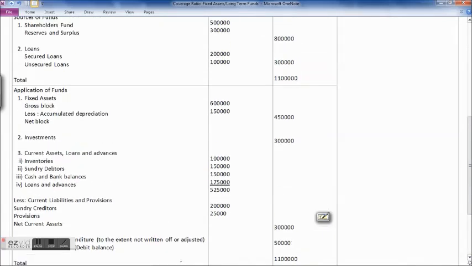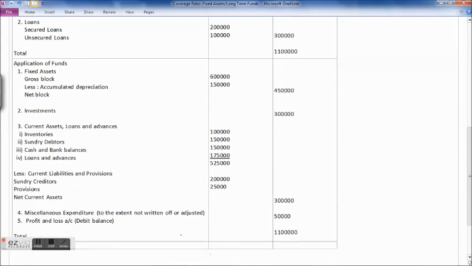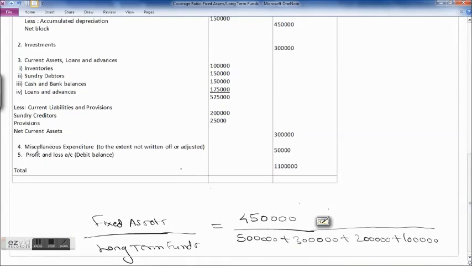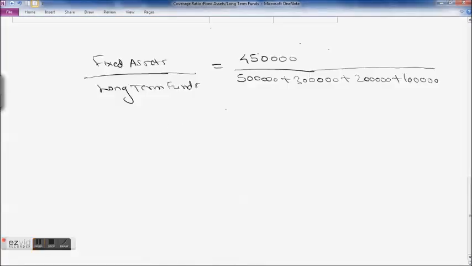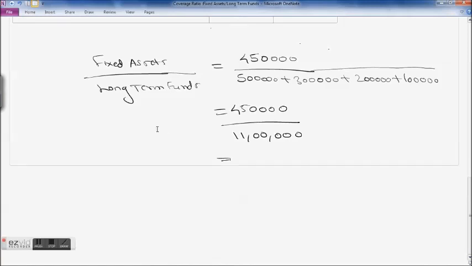So 5 lakh plus 3 lakh plus 2 lakh plus 1 lakh comes to 11 lakh. So it is 4,50,000 divided by 11 lakh. How much does it come to? 0.41. So it is less than 1. What does that mean? Your long-term funds are sufficient to cover your fixed assets, and short-term funds are not used to finance your fixed assets. So this is the ideal situation.